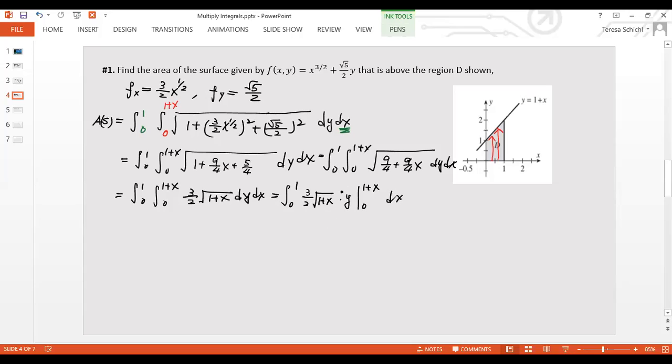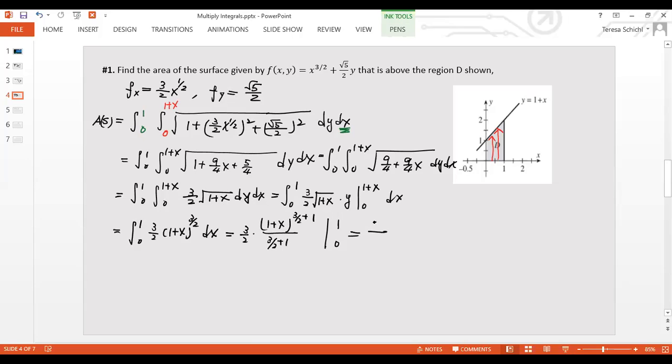So when you put y equal to 1 plus x, what does this give you? This will give you 3/2, 1 plus x to the what? 3/2, right? dx here. Then this one will be pretty easy. This is 3/2 plus 1, then this is (1 plus x) to the 3/2 plus 1, right? Okay, so now in here you have a 0 and a 1.